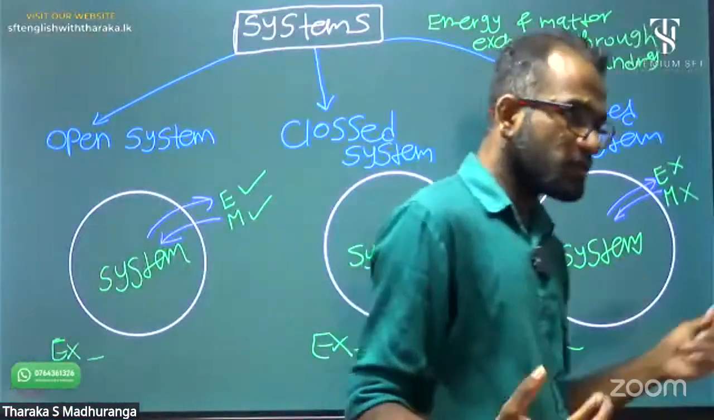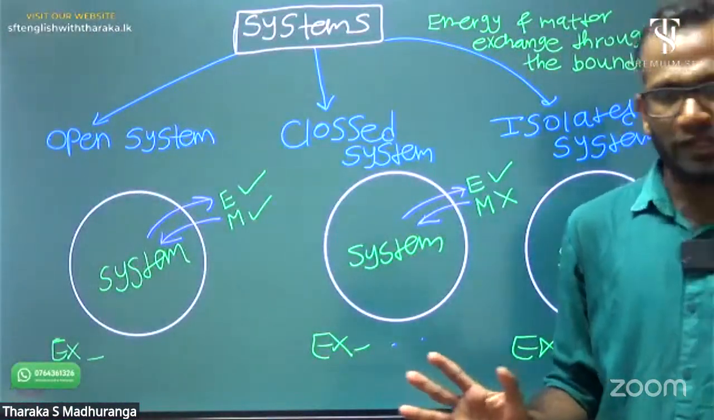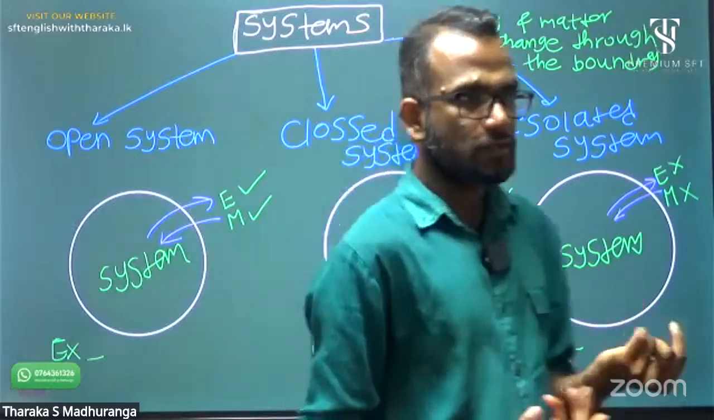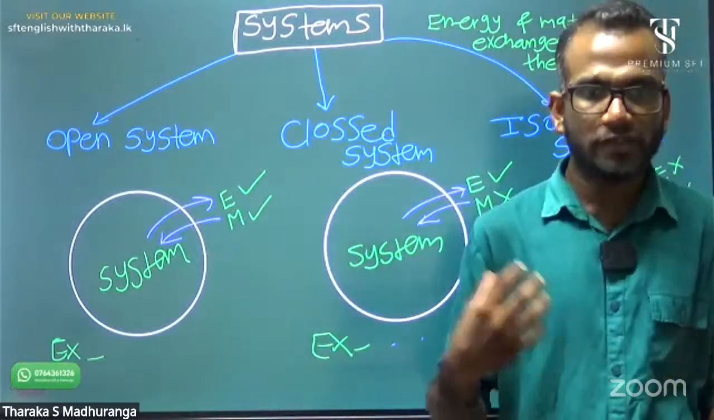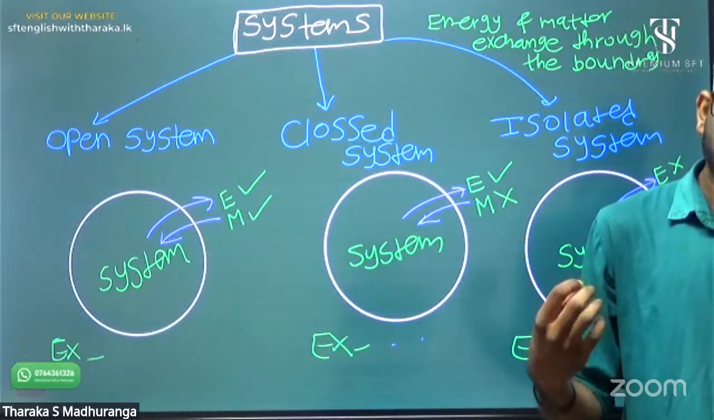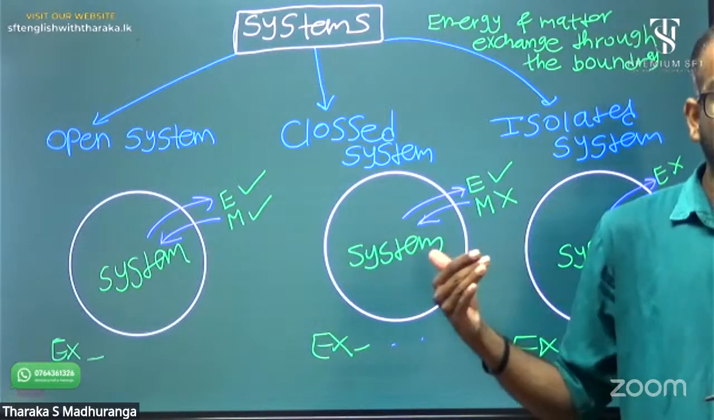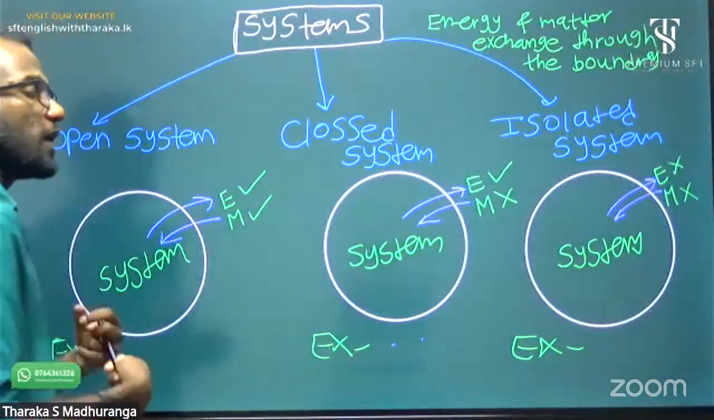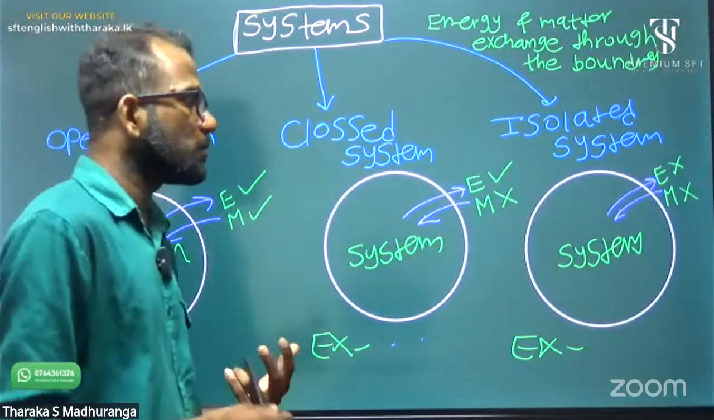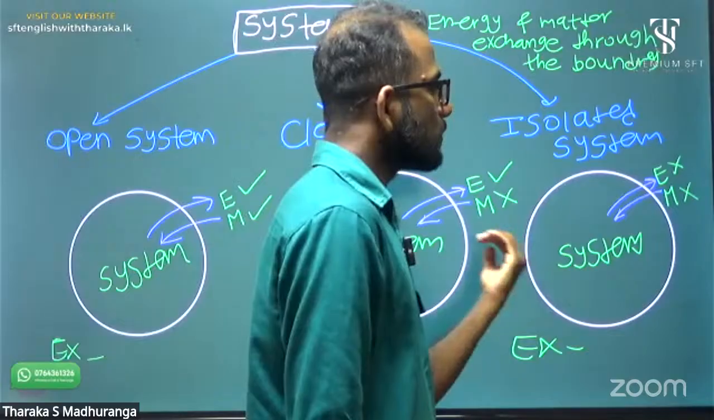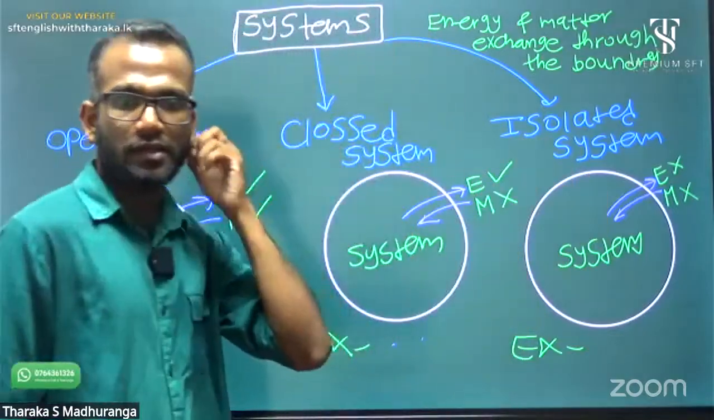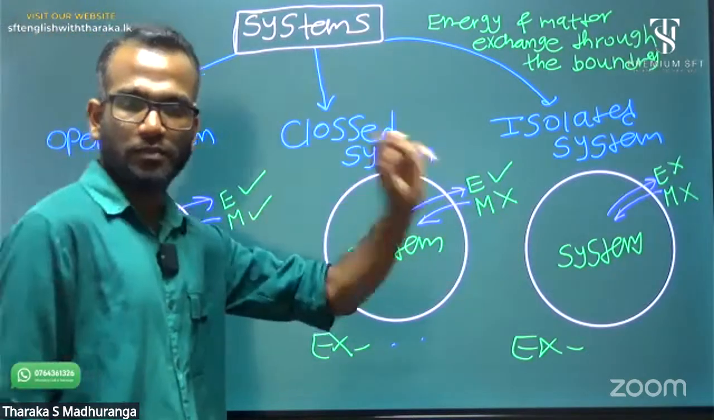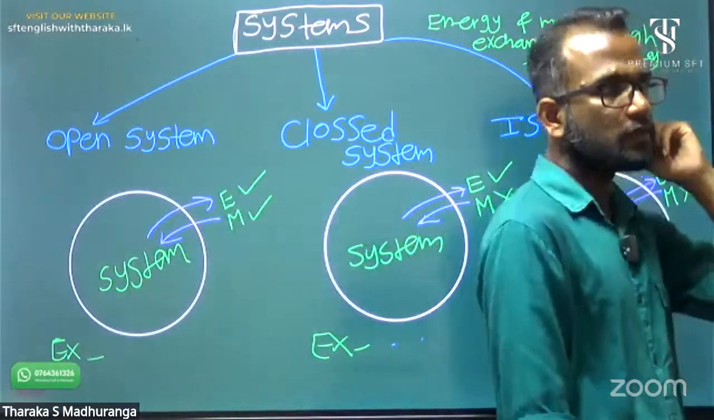Okay, I will summarize what we discussed. Very simple, very basic things up to now. We discussed basic terms and types of systems. We have 3 types: open system, closed system, and isolated system. Open system means energy and matter are both exchanged through the system boundary. Closed system means only energy is exchanged through the boundary. Isolated system means no energy or matter is exchanged through the boundary. Right? Those are the 3 types of systems.